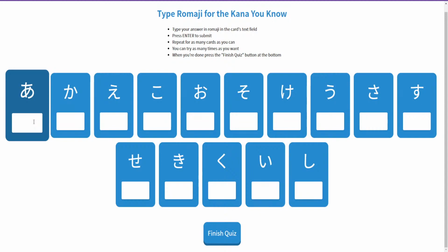Good lemon, good noob, good best person. This is the kana.